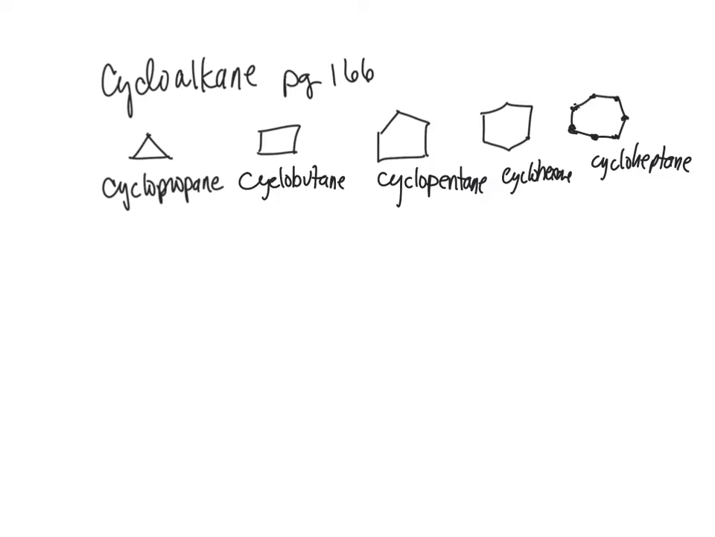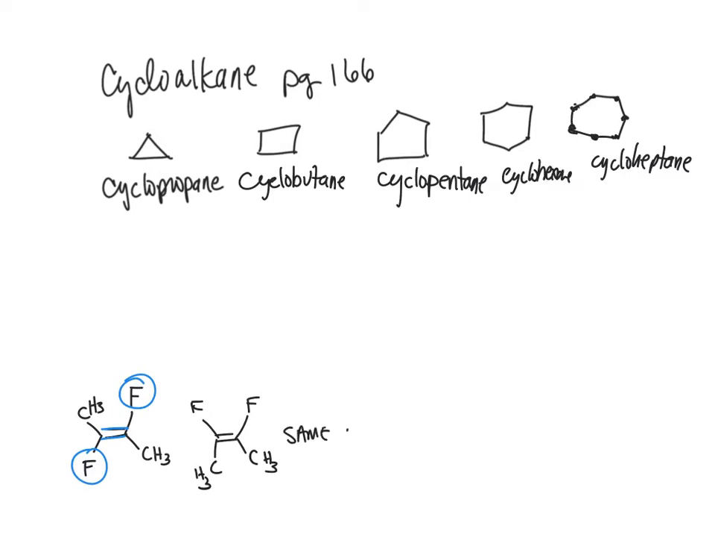Now, if you remember, we talked about a compound that looked like this when we were doing isomers. We also talked about this. Because this has a double bond, it has cis-trans. So these have the same molecular formula, and they have the same connectivity.